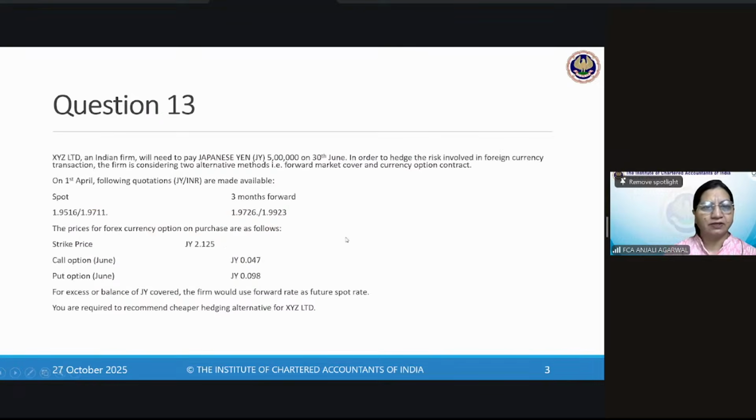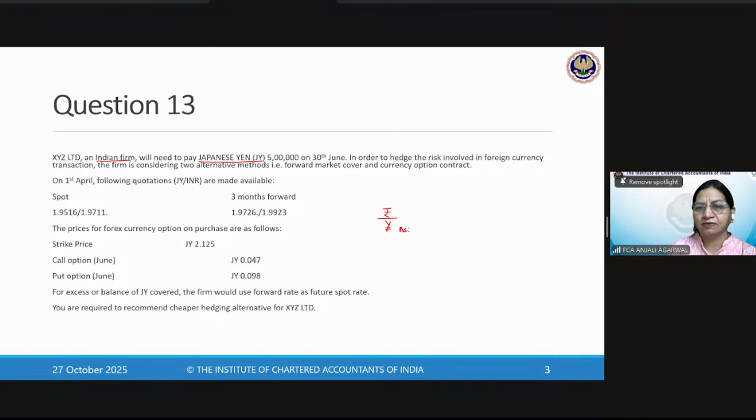Also revising another question, if you look at this one, XYZ Indian company. So here we talked about the options. Now what you have to see is, the first step, you are an Indian firm. Second is you need the Japanese yen to pay. So you need rupee by yen and you need to pay the Japanese yen on 30th June. So you will have to buy the Japanese yen.